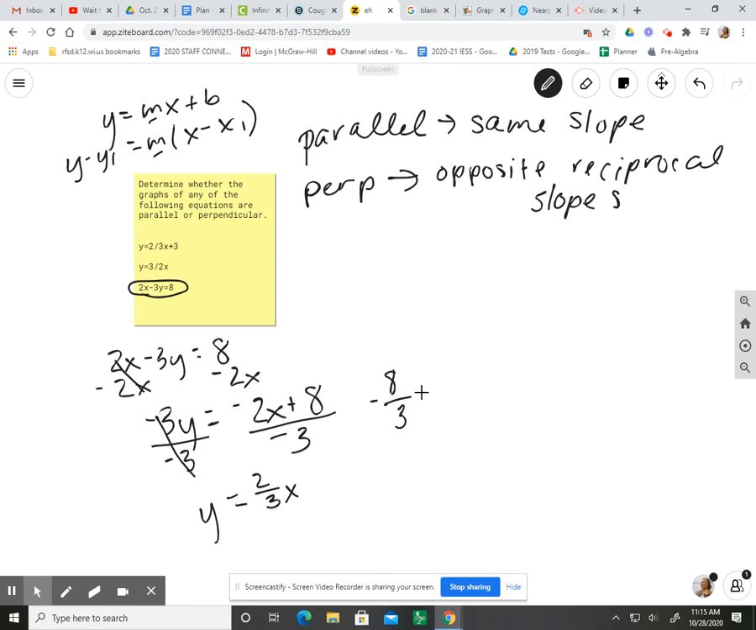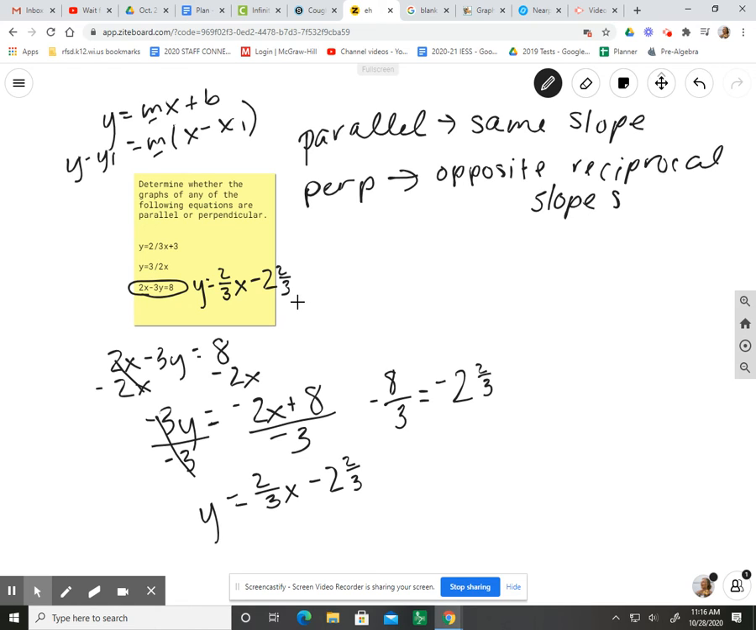I'm going to write this as a mixed number. So it's going to be negative. 3 goes into 8 twice with 2 left. So -2 and 2/3. Alright, so I'm going to write this form up here so we can then compare it to the other equations.